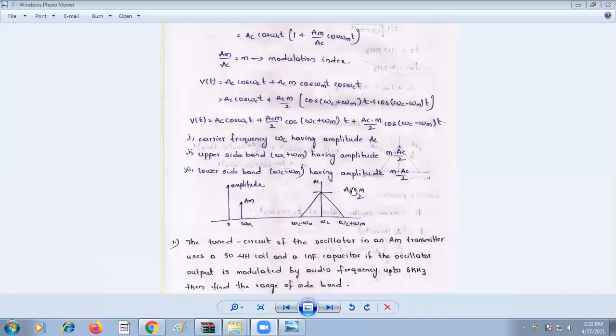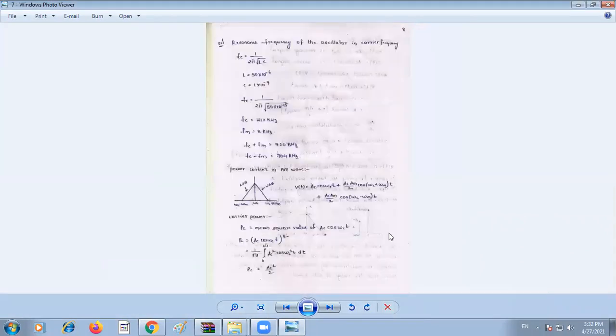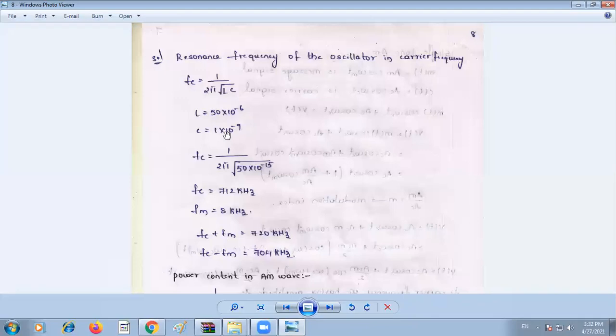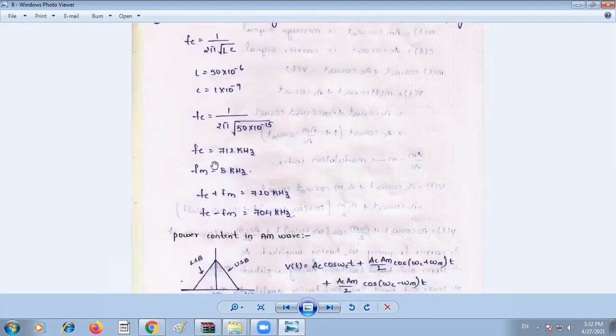Okay, so for that, with the help of L and C values, the resonance frequency is calculated. The resonance frequency is FC, that is 1 by 2 pi root LC. You know this formula. The L value is 50 into 10 to the power minus 6, and the C value is 1 into 10 to the power minus 9. Now FC is 1 by 2 pi root of 50 into 10 to the power minus 15. Now the FC value is 712 kilohertz. Carrier frequency FC is 712 kilohertz.